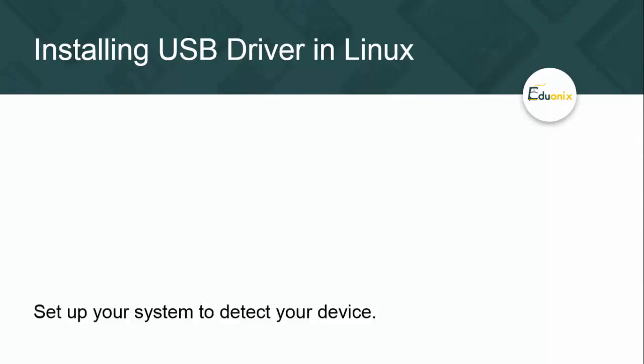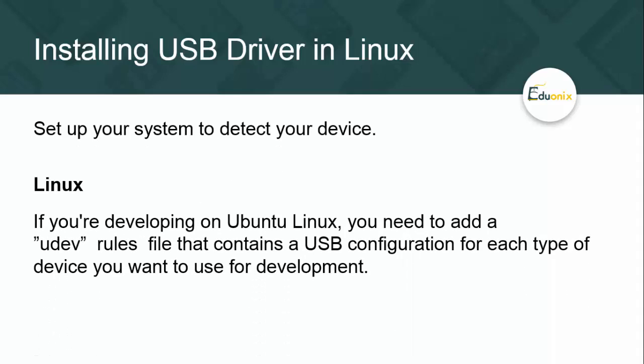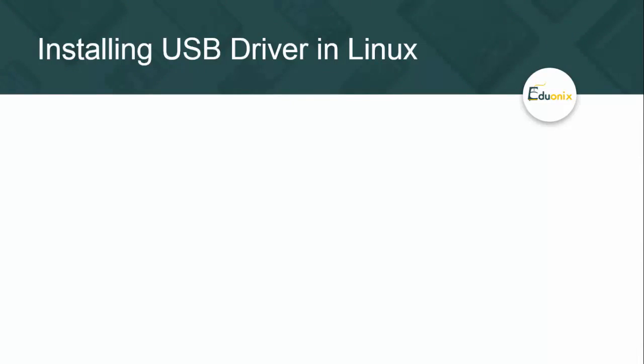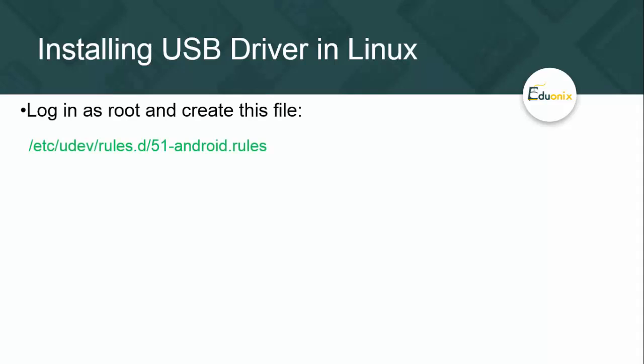If you're developing on a Linux platform, you have to add a module called udev to the configuration files. It contains a USB configuration for each type of device you want to use for development. We'll show you how to do this with an actual Ubuntu system. First log in as a root user and in the etc folder install a module called udev. Create a file named 51-android.rules in the etc/udev folder.